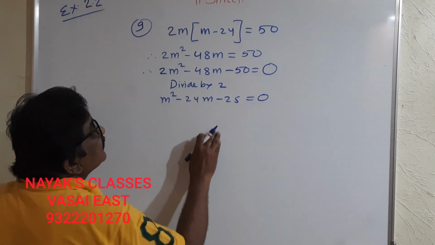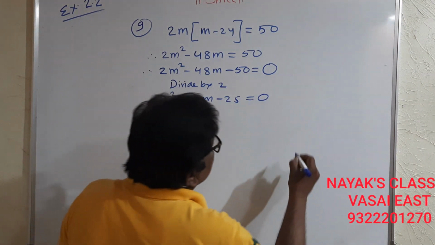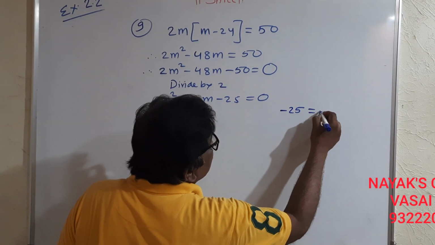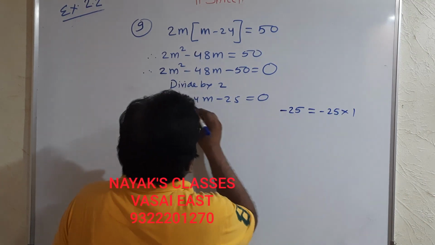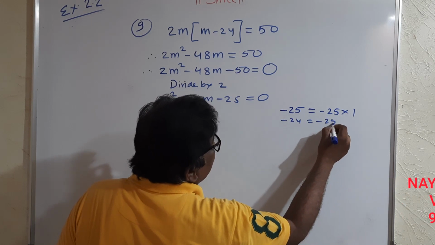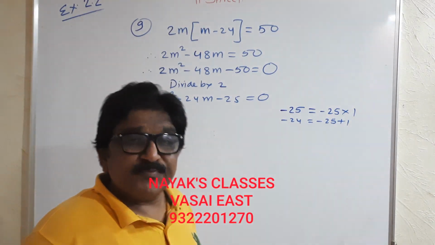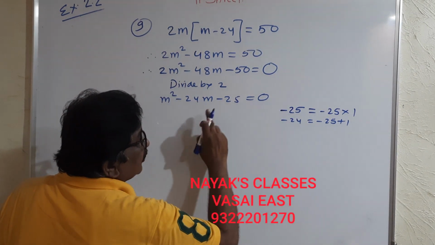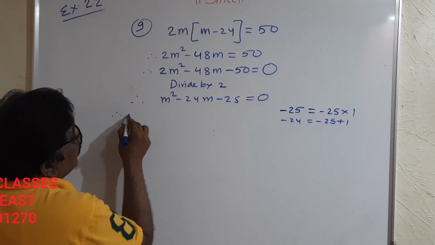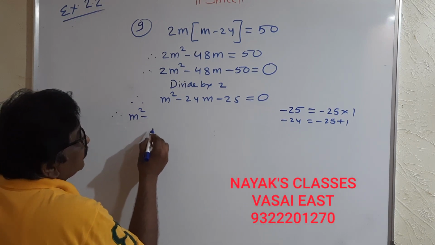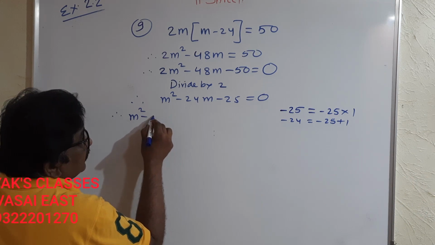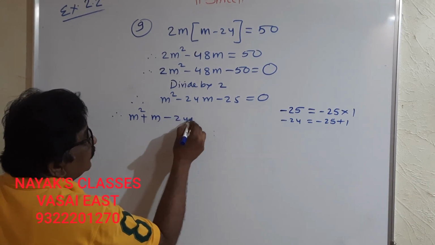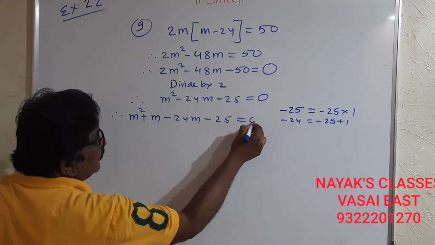And this is simply splitting the middle term. So minus 25 is equal to minus 25 into 1, and minus 24 is equal to minus 25 plus 1. Sum must be the middle term and product must be the last term. Therefore, m square minus 25m plus m, and minus 25 is equal to 0.